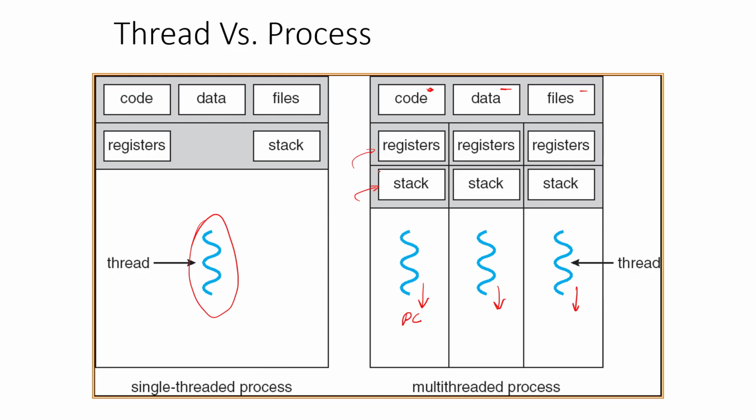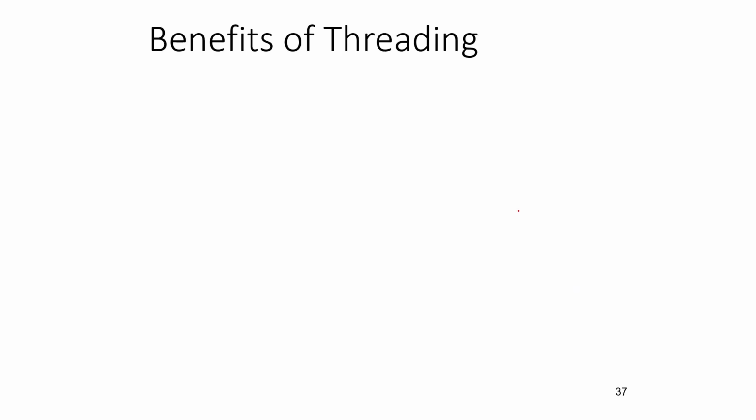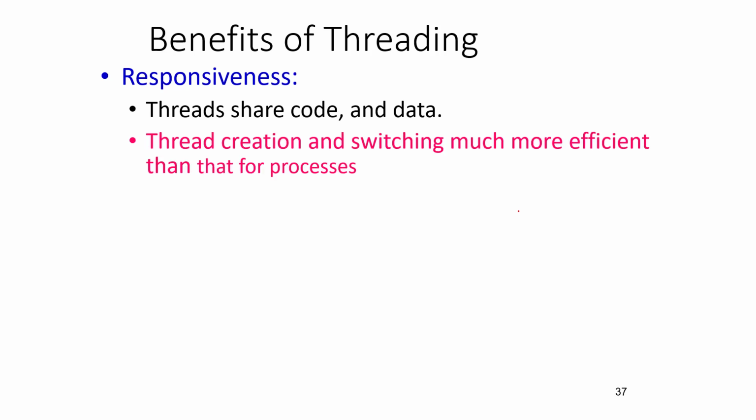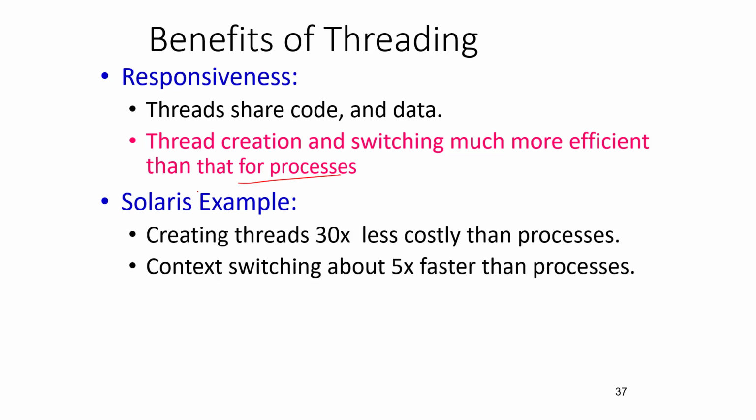So switching between threads is much easier, a much more lightweight option as opposed to switching between processes. And furthermore, you don't really need virtual memory to implement a multi-threaded setting in an embedded device. It can be done even otherwise. Threads have other benefits, like responsiveness, in terms of the fact that code, data, etc. is shared. That makes thread creation and switching much more efficient than creating and switching processes. If you look at Solaris, creating threads is 30 times less costly than creating processes, and context switching between threads is 5 times faster than process level context switching.